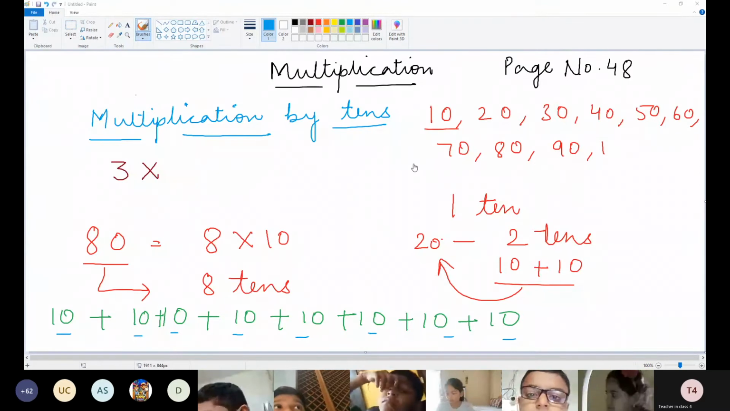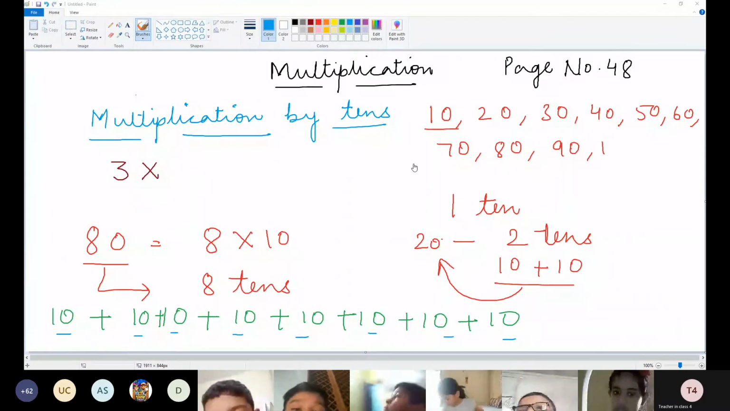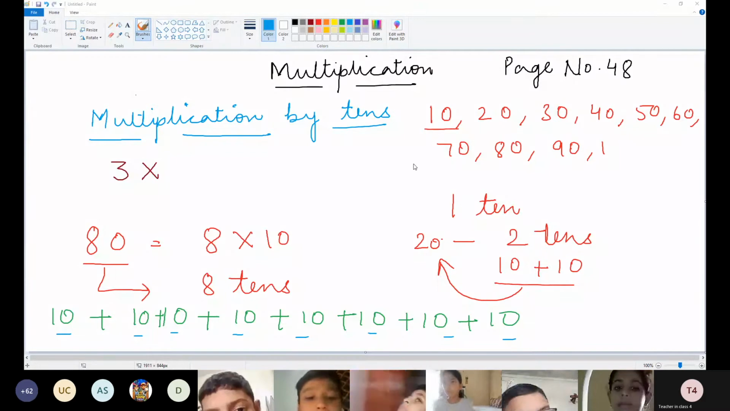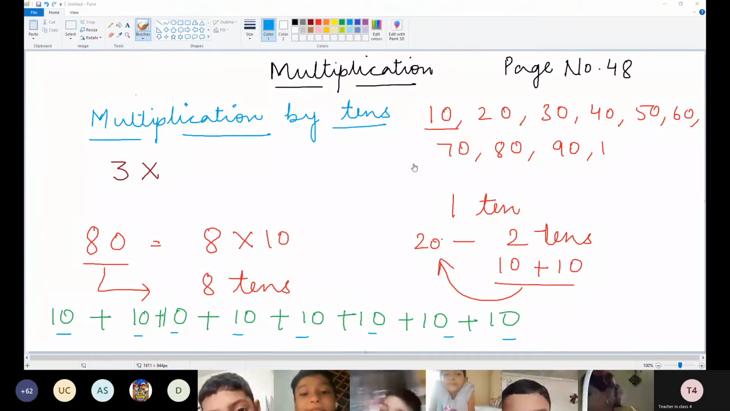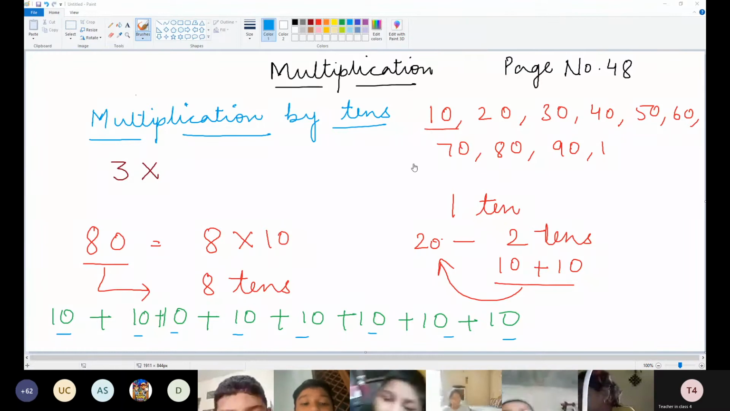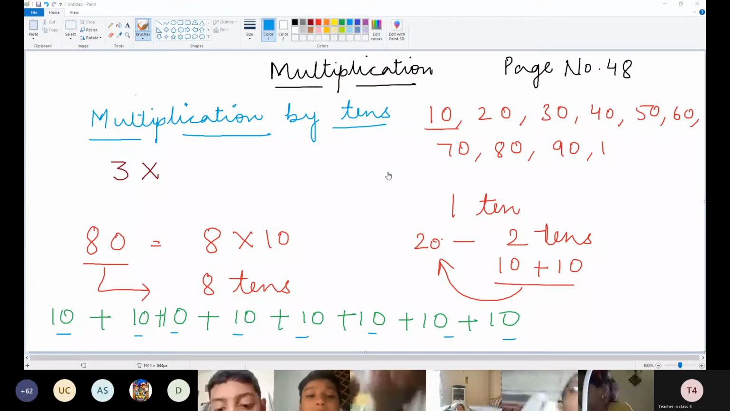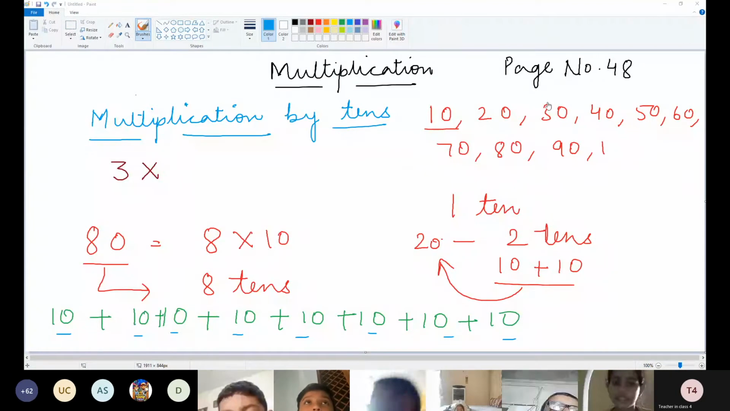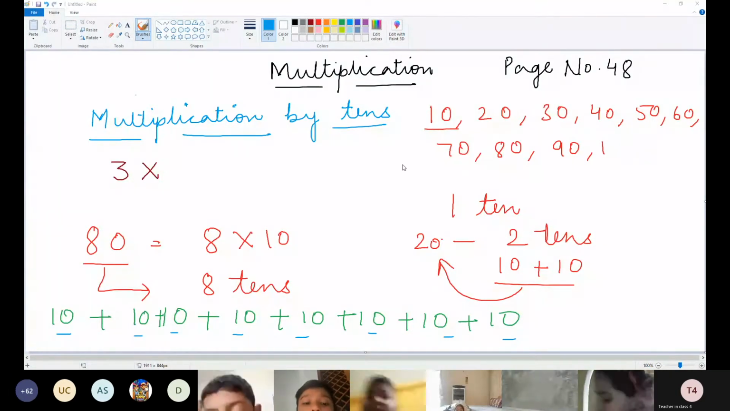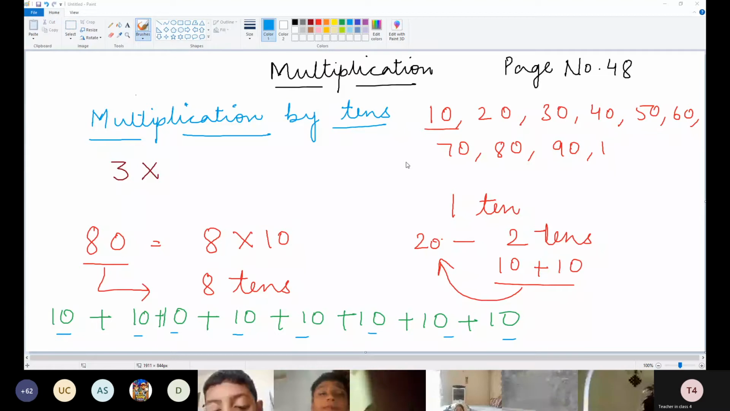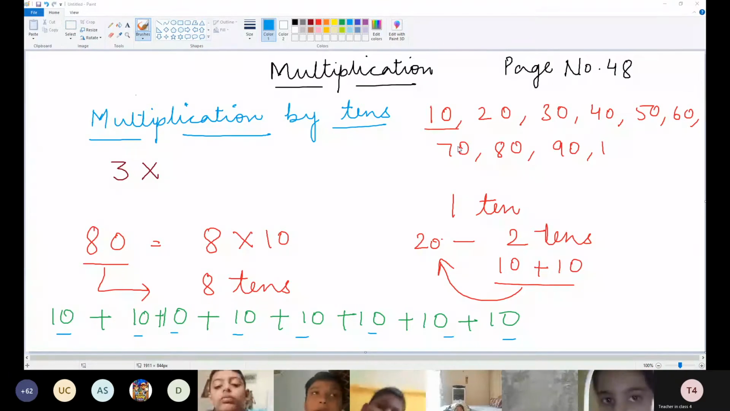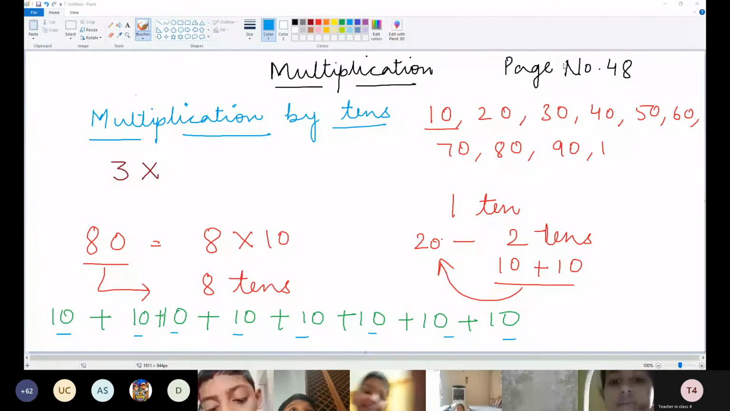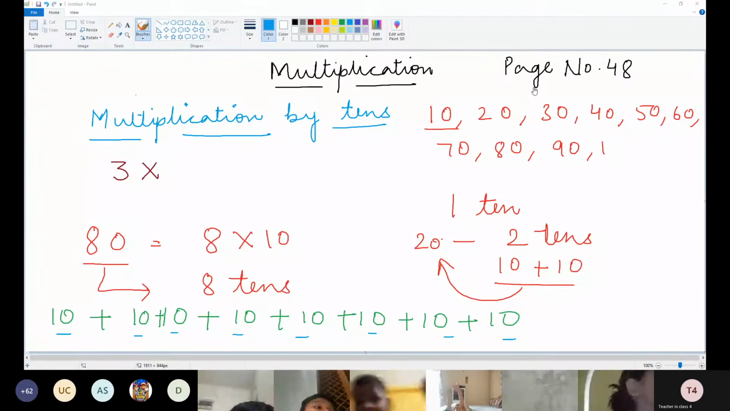Okay, quickly tell me what you have. Have you added 80? Ma'am, 80. Okay. Children, beta, when I have told you that I have listened, so why you are shouting? Okay, yes, that means in 80, how many tens do we have? We have 8 tens. Yes? You will show me thumbs up for yes. Have you understood it now?